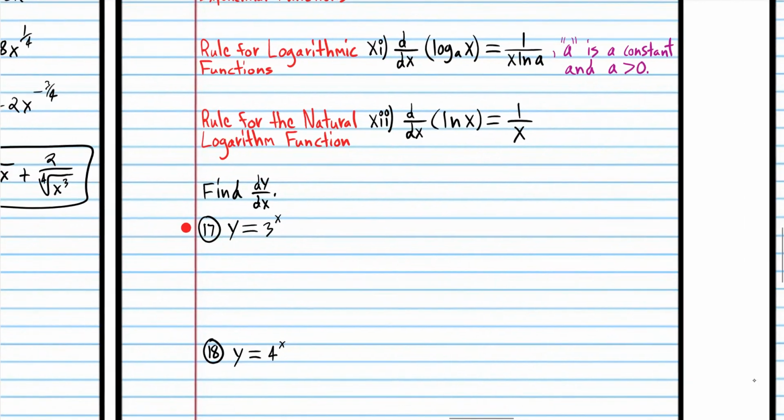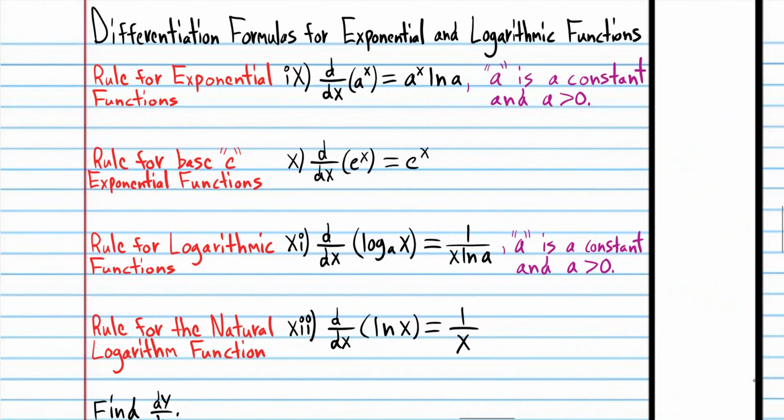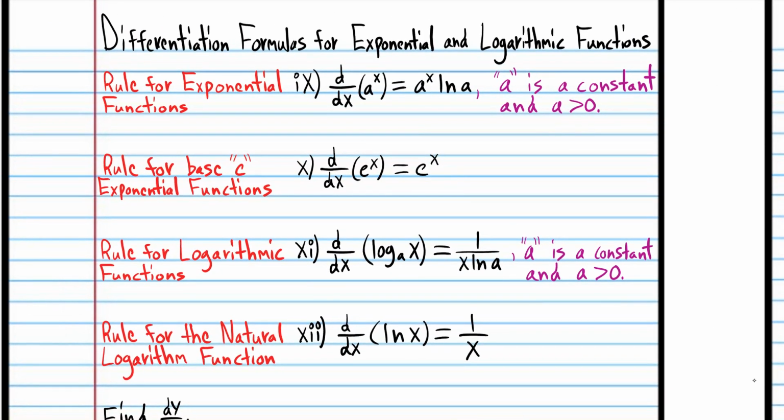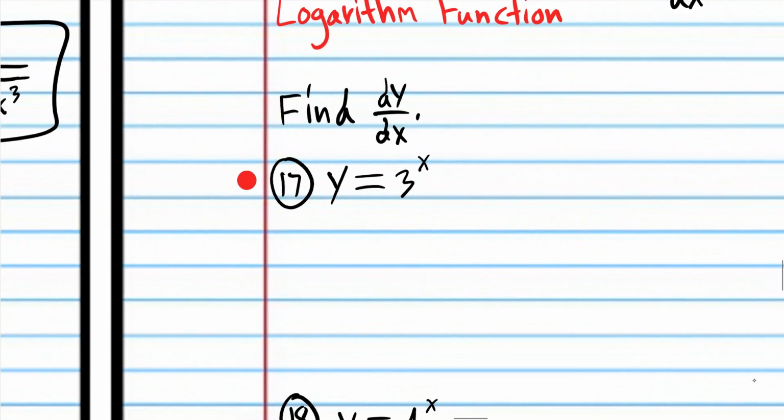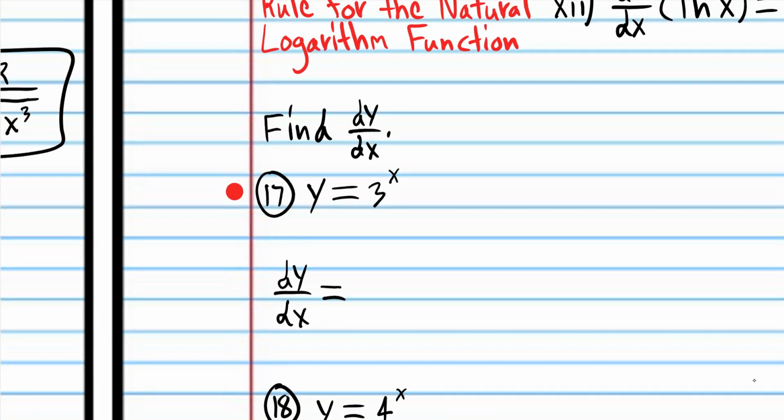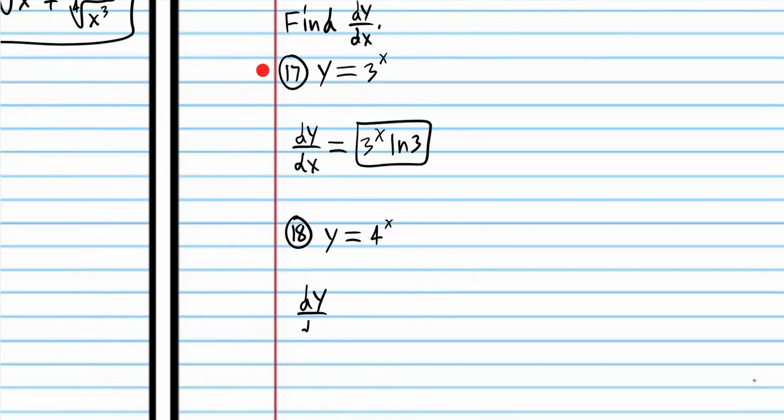So let's do some practice problems. I want you to take pictures of this information, and let's do a practice problem. So we're told to find dy over dx. The derivative of this expression is just 3 to the x times natural log 3. That's it. We're done. So pretty easy. The derivative of this expression is equal to 4 to the x times natural log 4. Very easy.